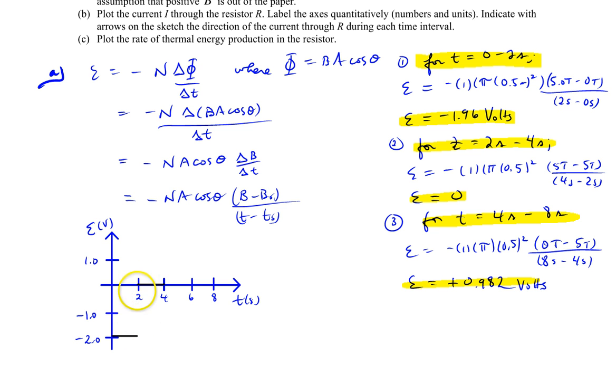So usually in here, we either draw nothing or draw a dash line. Otherwise, it wouldn't be a function. So sometimes people will just put a dash line in there. And then afterwards, from 4 seconds to 8 seconds, you're going to have a constant potential of about 1 volt, 0.982 volts. And that's the graph for part A.